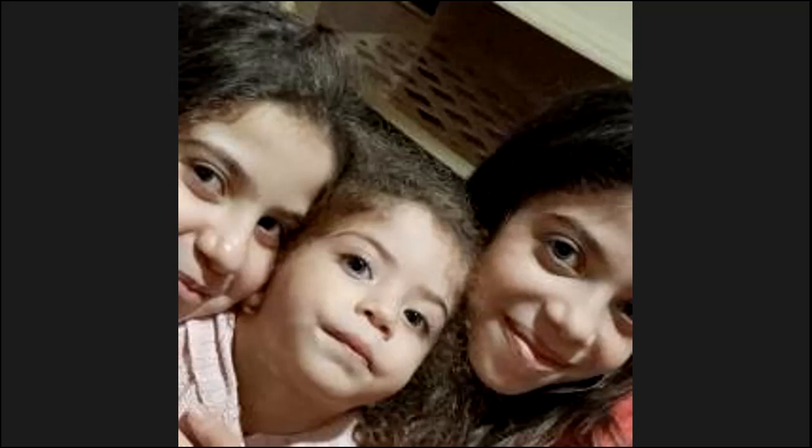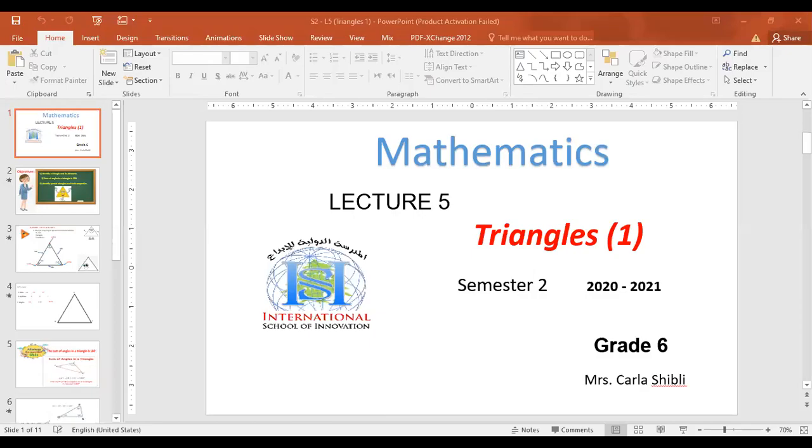And let's revise together the triangles lesson that we finished in semester 2. Who can tell me all together? So let's revise this lesson. We said that a triangle is a geometrical shape. How many sides does a triangle have? 3 sides. Yes. It has 3 sides, 3 angles, and 3 vertices.